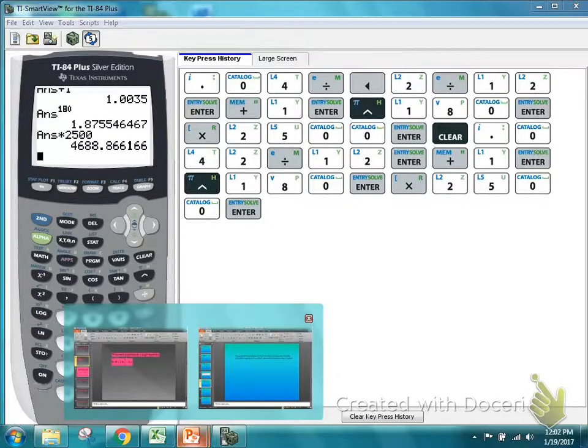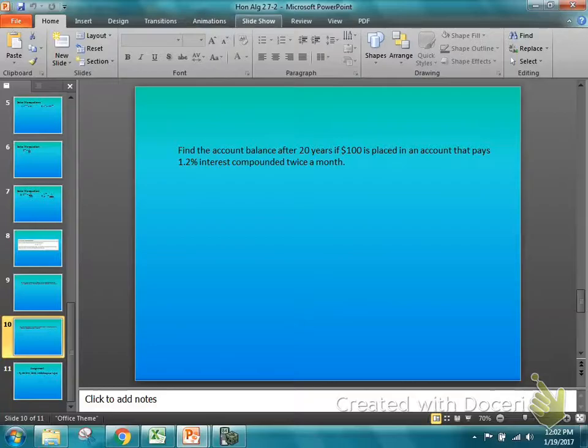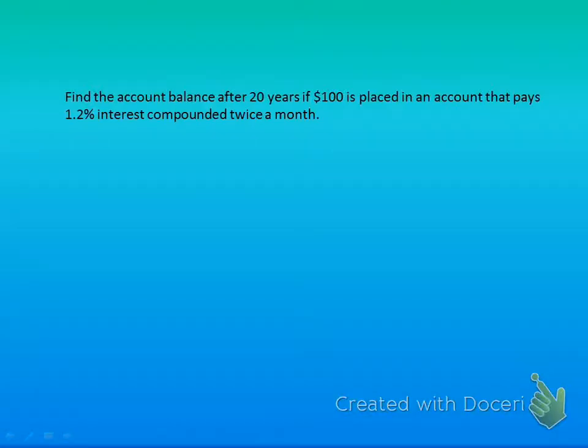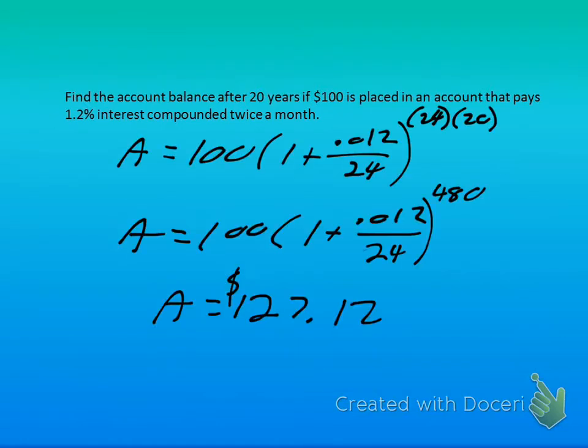Let's go ahead and pull this up. This one's going to be for you. Go ahead and try to figure this one out. Find the account balance after 20 years if $100 is placed in an account that pays 1.2% interest compounded twice a month. Alright, hopefully you got $127.12. Hopefully your rounding did well on this one.